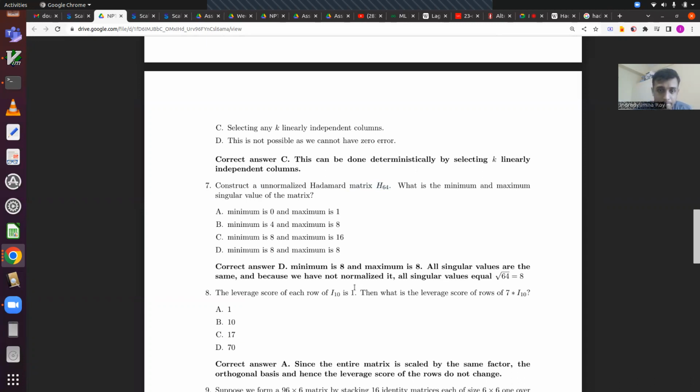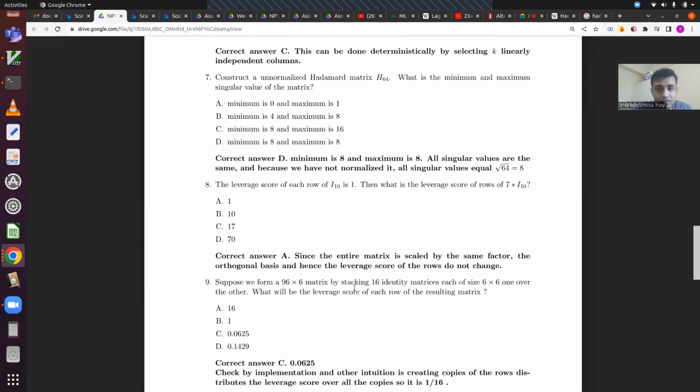One more question is there. Next question: the leverage score of each row in I10 is 1. What is the leverage score of 7 times I10?